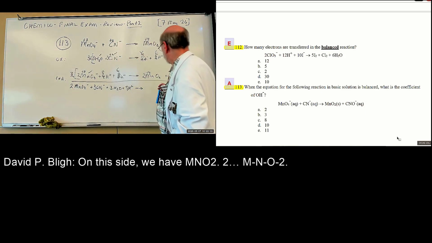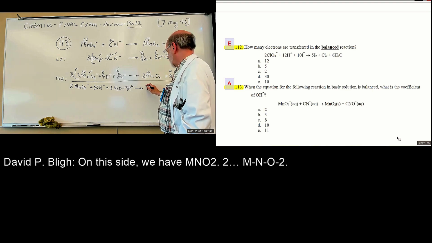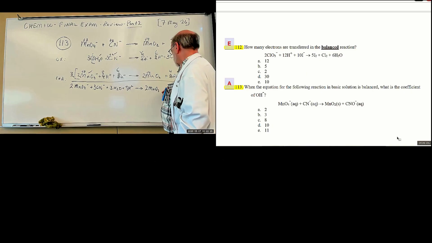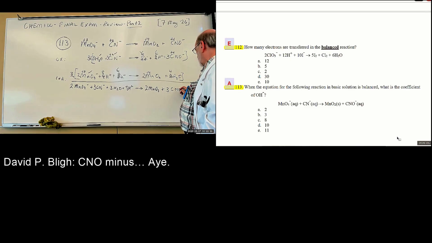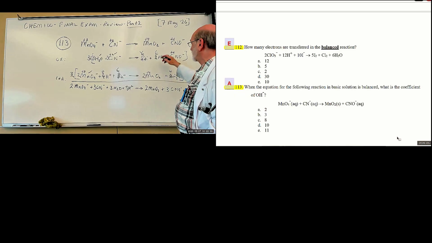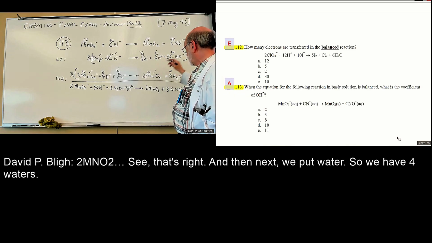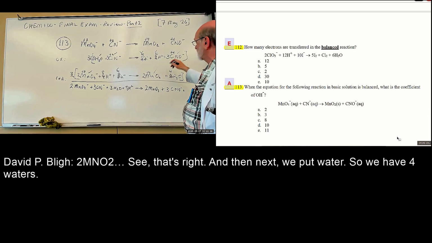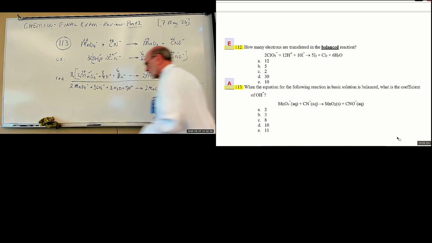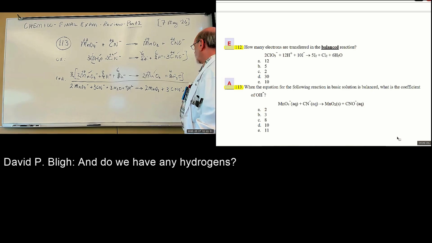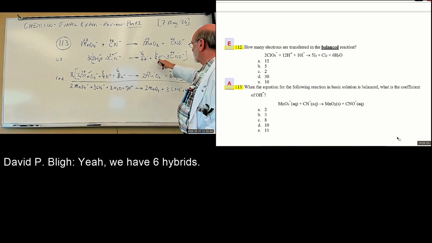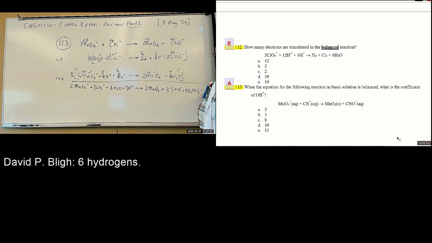On this side, we have 2MnO2, and then we have 3CNO minus. All right. 2MnO2, CNO minus, that's right. And then next we put water. So we have 4 waters. And do we have any hydrogens? Yeah, we have 6 hydrogens.